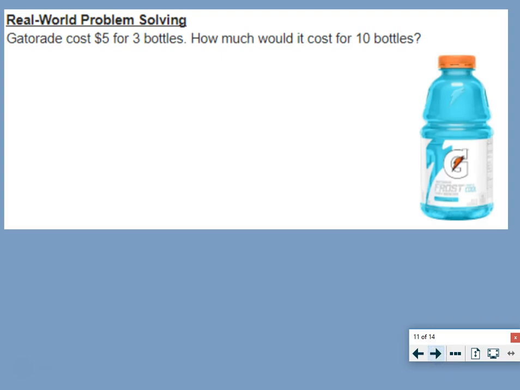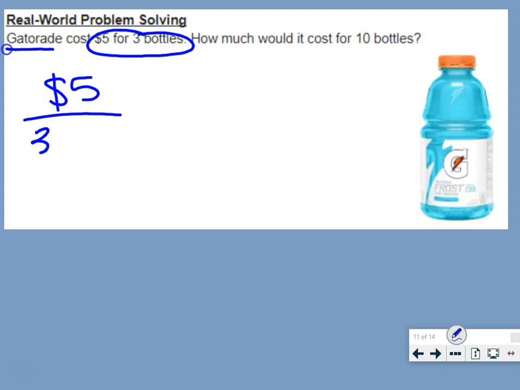Last piece here, real world problem solving. Proportions are found a lot in the real world, especially at like the grocery store, or if you're doing some baking and cooking, or anything with measuring certain objects. So if we have in the real world, Gatorade costs $5 for 3 bottles. It's on a nice good sale. We're going to get 3 nice big bottles for $5. So we could make a ratio of $5 over 3 bottles.